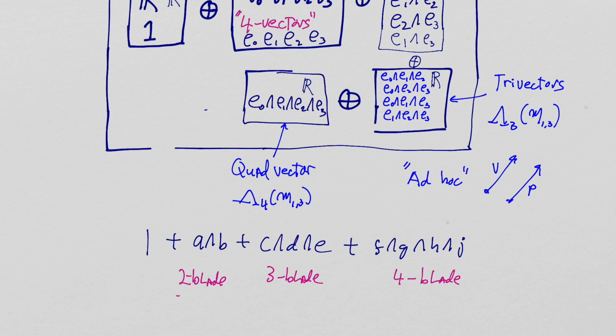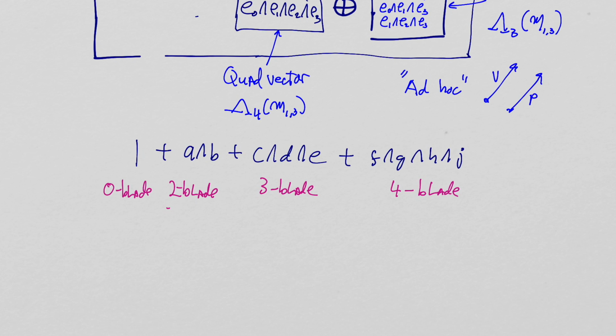right? And then this is a zero-blade, right? And so every multivector is some combination of 0 blades, 1 blades, 2 blades, 3 blades, and 4 blades. Now, importantly, there is notation for this. And I'm going to fast forward into this notation a bit.